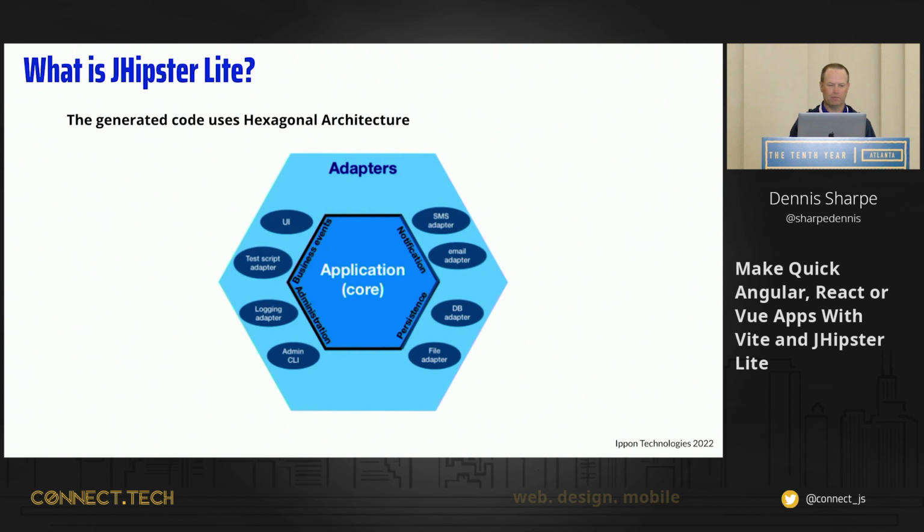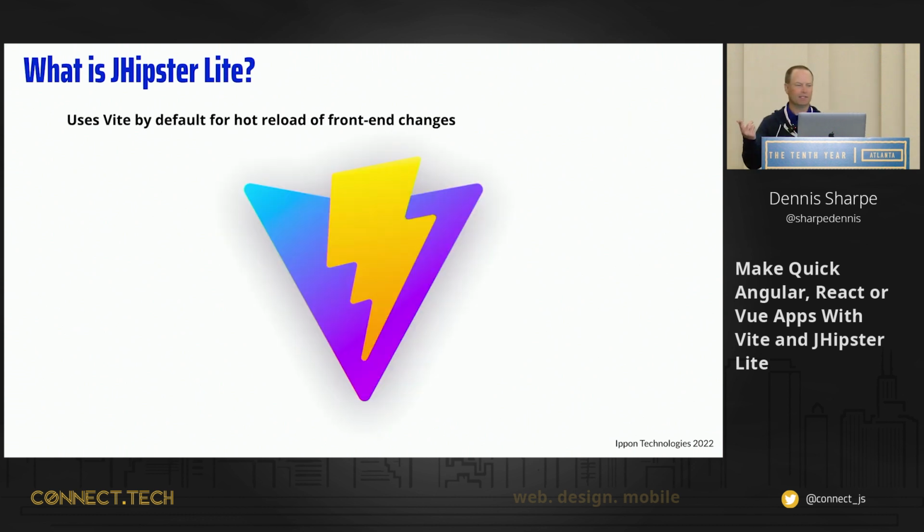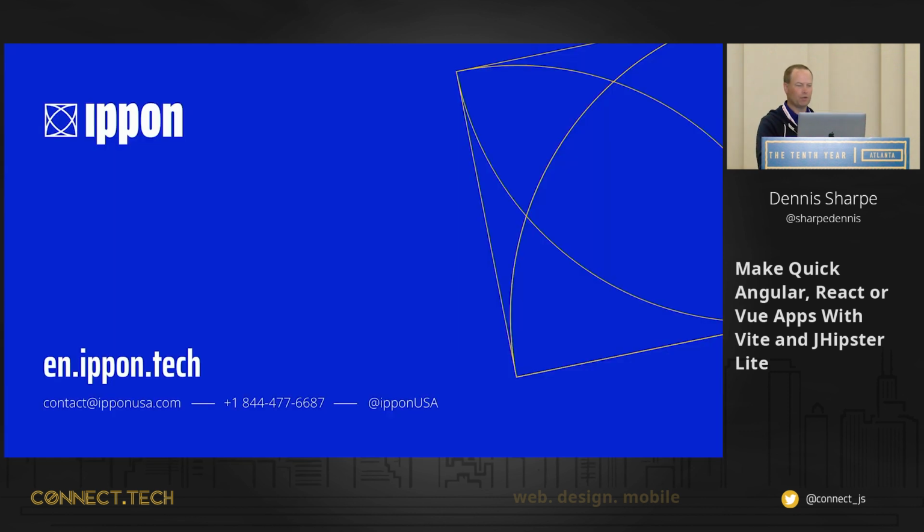And then lastly, Vite by default has a lot of features, but the main feature that we use it for here is doing hot reload, so that when you're doing development, you've created your application, you can make front-end changes, and they are reflected immediately in the front end. You don't have to do any sort of running of commands to make those take effect, and I'll show that in the demo. And those are all the slides I have.